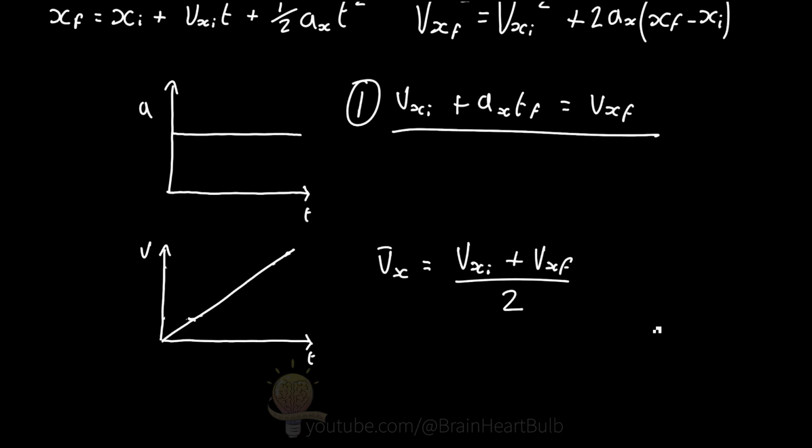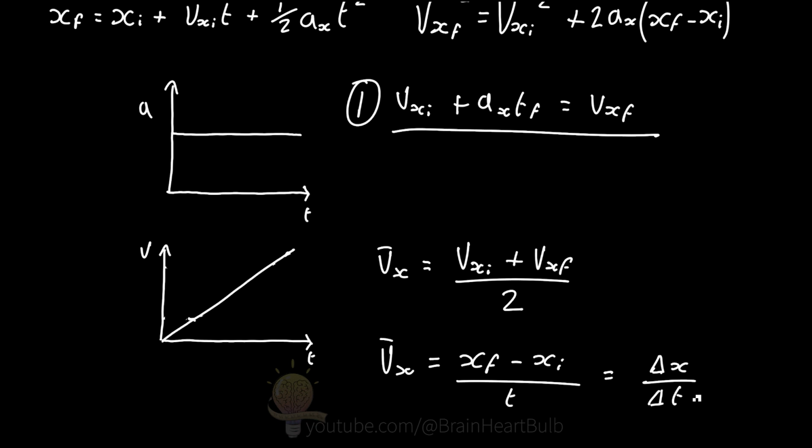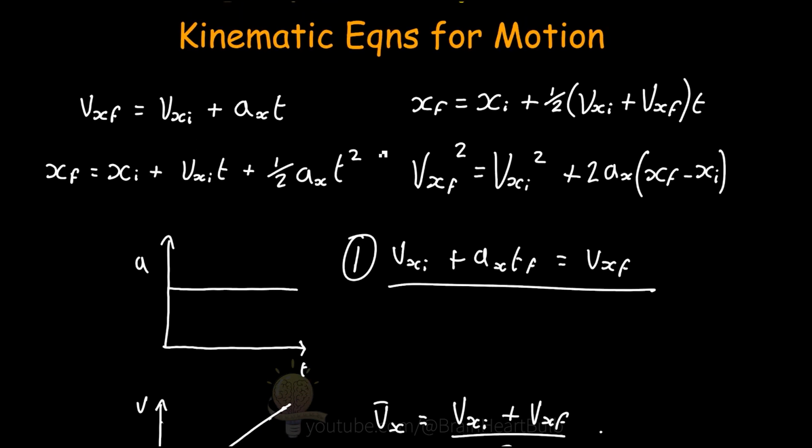But we also noticed in a previous lesson that the average velocity can also be represented by the final position of the particle minus its initial position divided by the time it takes to move between those two positions. In other words, the change in position over the change in time. So we can use these two equations here to derive another equation of motion up here.